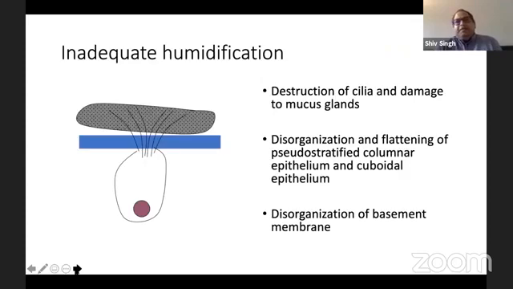So with inadequate humidification, when there is not enough, the sol level will actually go down, and this can lead to destruction of cilia and damage to the mucous glands. And this can be disorganization or flattening of the pseudo-stratified columnar epithelium and cuboidal epithelium, which is actually seen in the respiratory mucosa. It can also lead to disorganization of basement membrane. Okay.